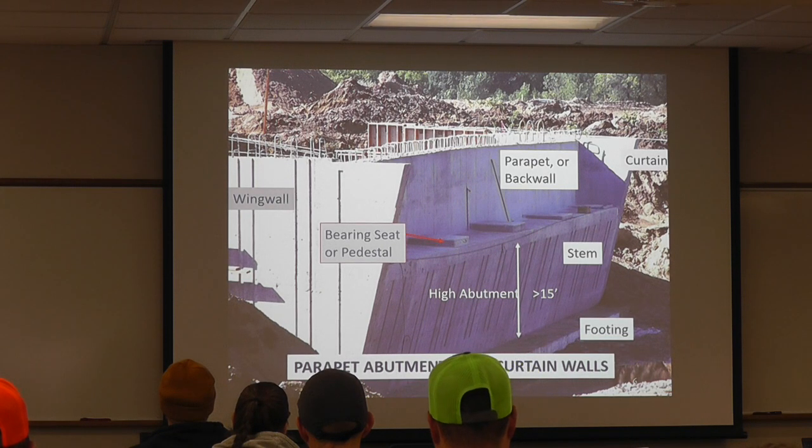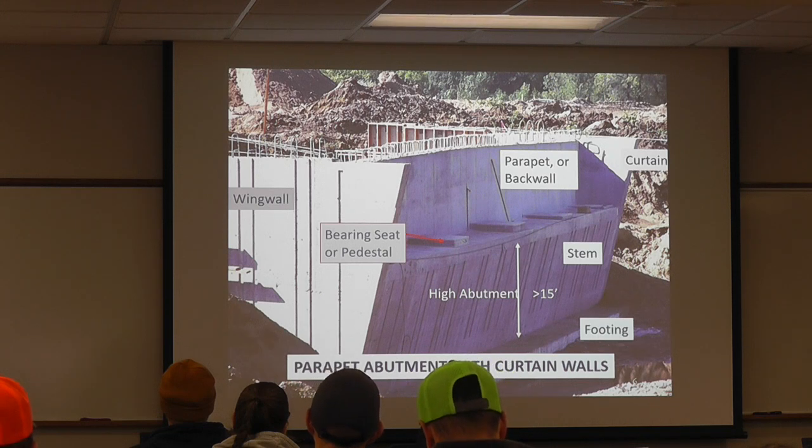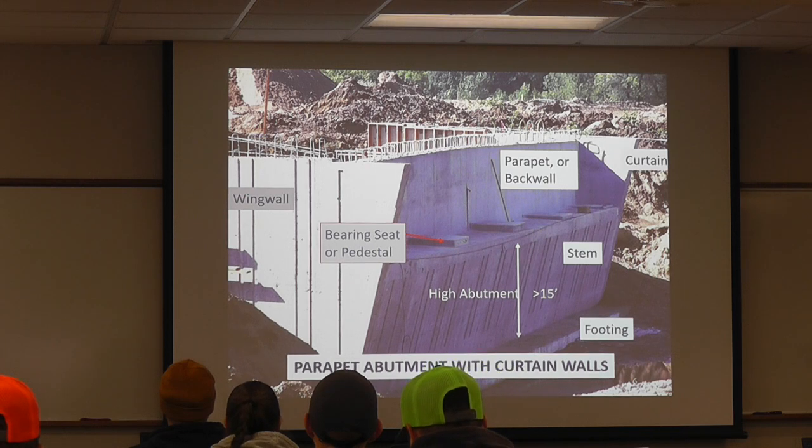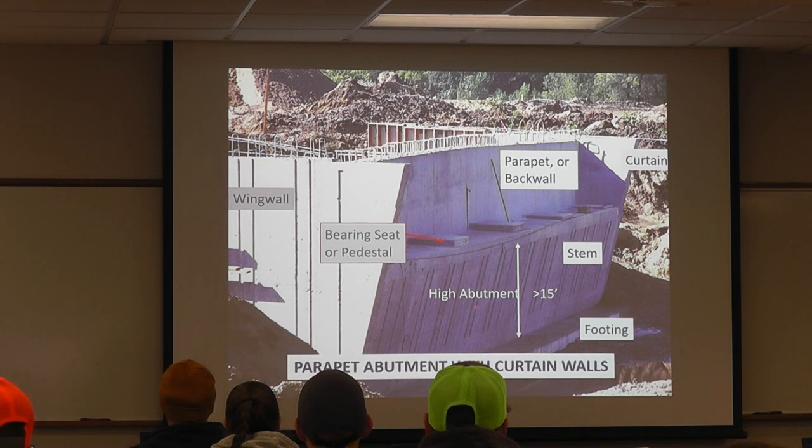So this is a parapet abutment. It says with curtain walls. So I more tend to say these are mask walls. The curtain wall is this little piece here that's kind of helping to hide the seat, keep some of the elements out from the bearing area. The wing wall is, again, the part that's going back, or sometimes at a 45, or sometimes coming parallel to the roadway. Its purpose is to help retain the soil over there.